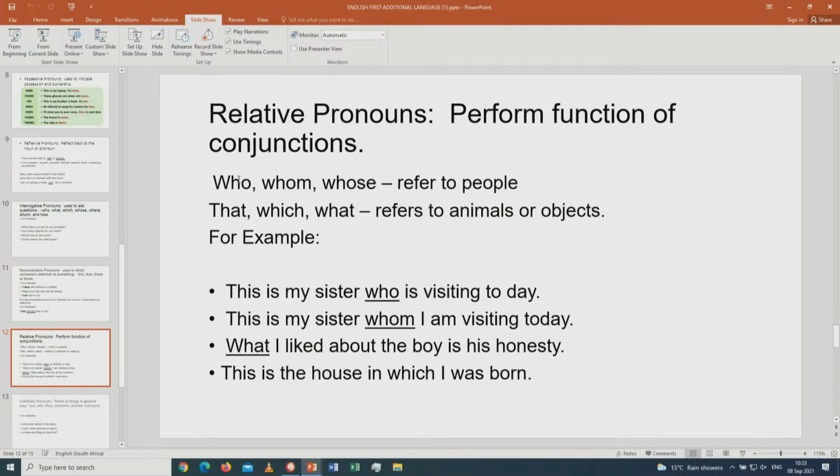Let's go back to who, whom, whose, our relative pronouns. These three are specifically only used to refer to people. That and which refer to animals and objects. What also refers to animals or objects and can also be used to refer to people.